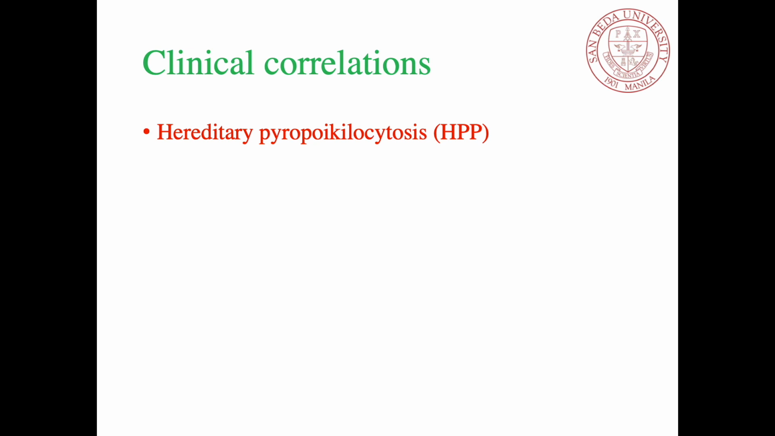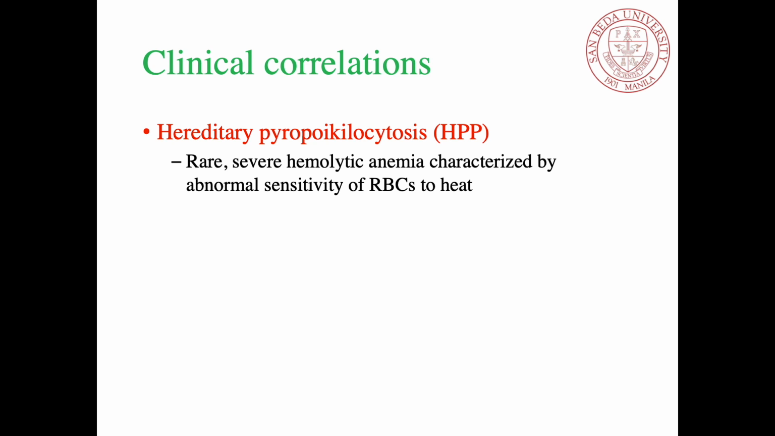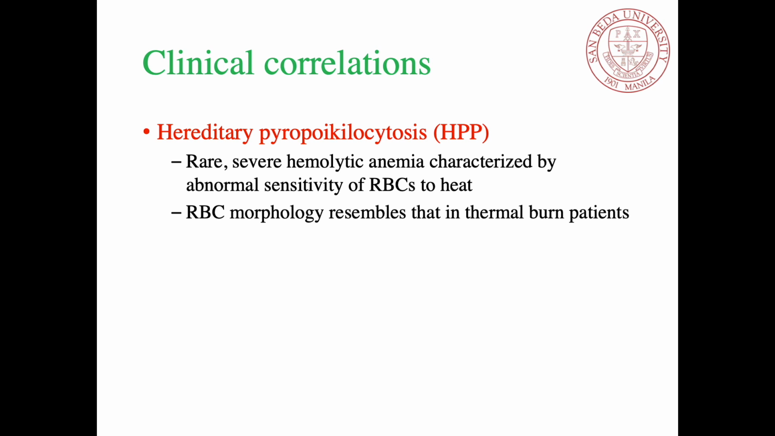Hereditary pyropoikilocytosis, or HPP for short, is a rare, severe hemolytic anemia characterized by abnormal sensitivity of erythrocytes to heat. HPP, generally the most severe type of HE, is named because the RBC morphology resembles that seen in patients with thermal burns. Individuals with HPP often have complications of hemolysis, including splenomegaly with or without pigment gallstones that may require frequent transfusions with or without splenectomy.